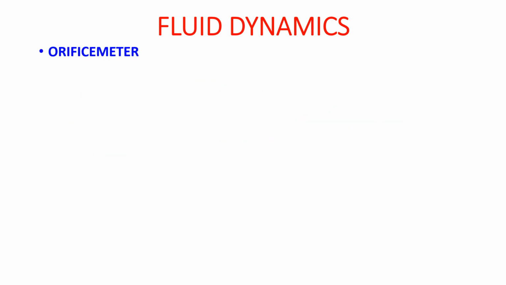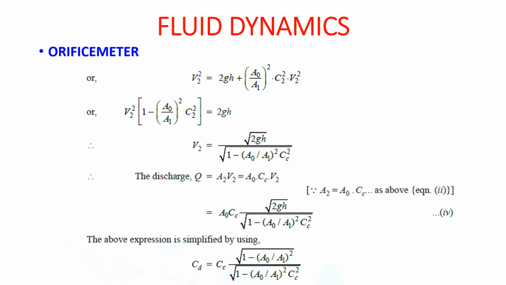Going for the next step in the derivation. Here, we are removing the under root sign again. So we get V2 square as usual. Under root 2gh will be 2gh, then (A naught by A1) bracket square, Cc square, here it should be Cc, square into V2 square. Just eliminate these two.